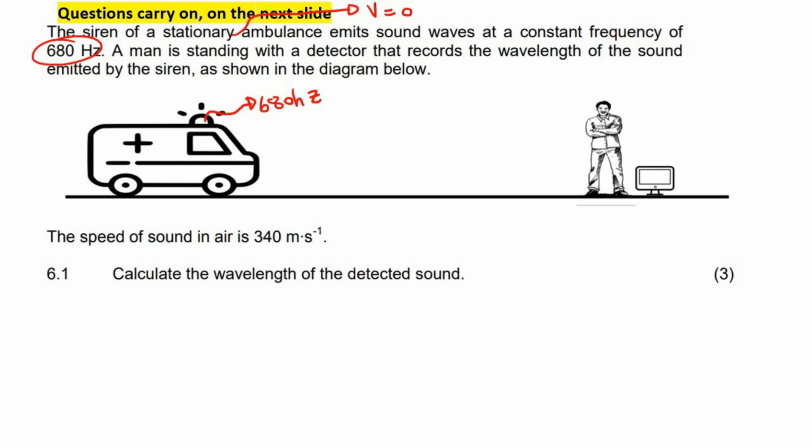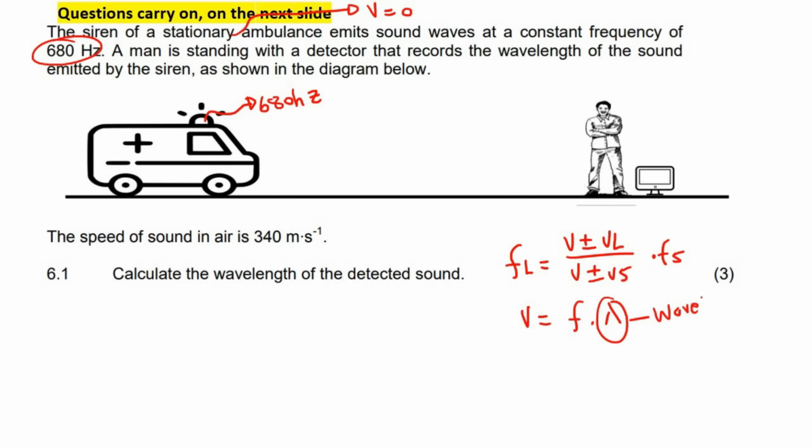Now, for the Doppler effect, we use two main formulas. One of them is the one that we see on our formula sheet, which goes like this. That's the one formula, but then we mustn't forget about v equals f times lambda, where f is frequency, lambda is wavelength, and v is the velocity.